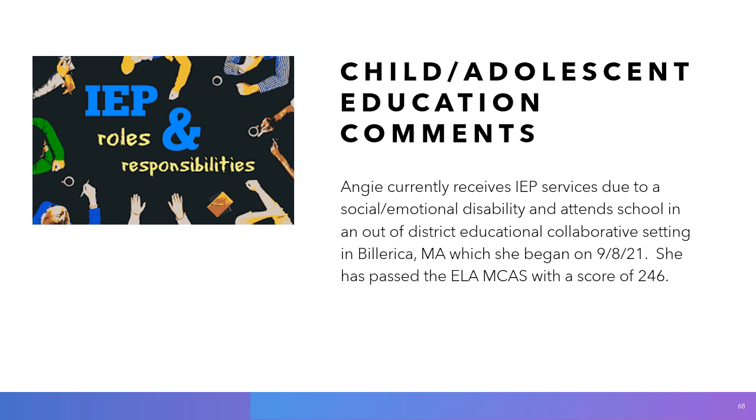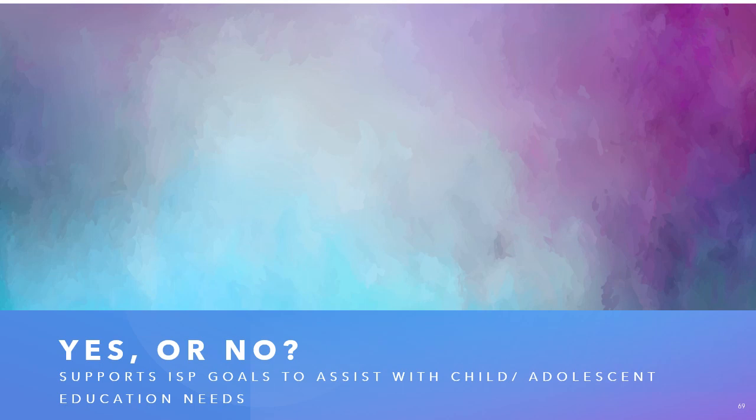Child Adolescent Education Comments. Angie currently receives IEP services due to social emotional disability and attends school in an out-of-school district educational collaborative setting in Billerica, Mass, which she began on 9/8/21. She has passed the ELA MCAS with a score of 246. Supports ISP goals to assist with child-adolescent educational needs. Yes, this is a service need area for Angie.